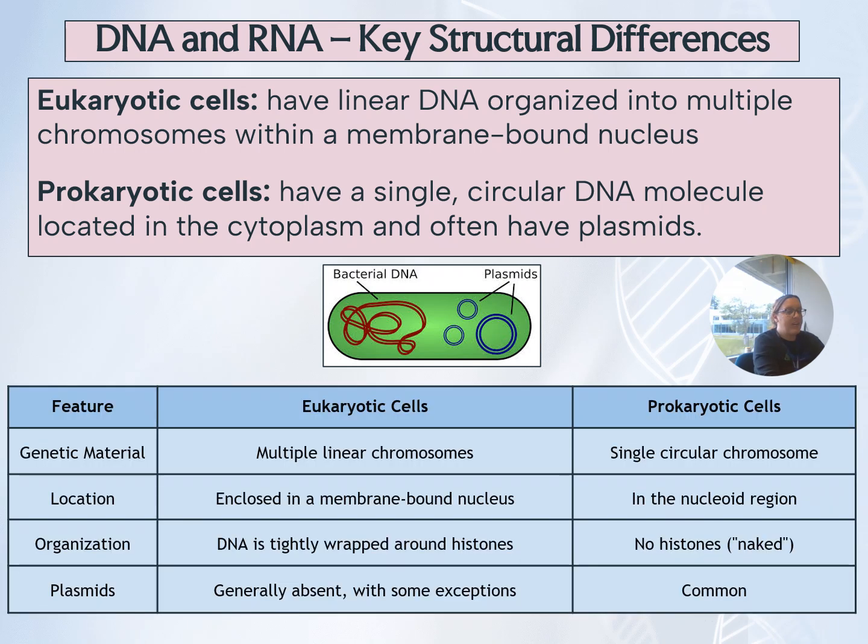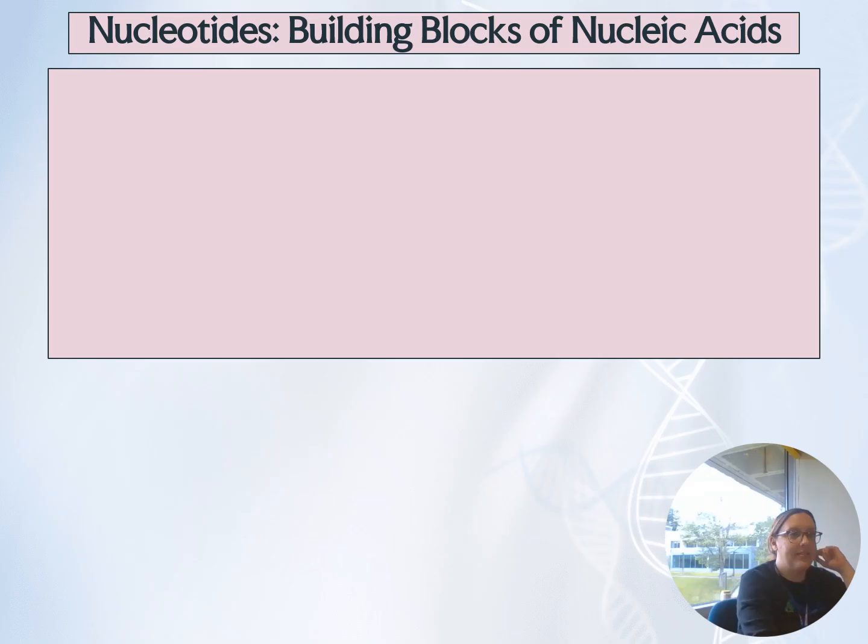So to summarize, we've got eukaryotic cells: multiple linear chromosomes inside of a nucleus, tightly wound up, no plasmids. Prokaryotic cells: a single circular chromosome, just in a region called the nucleoid. Don't have to condense quite as much. They don't have proteins really that the DNA wraps around because there's a lot less DNA. And then they often have these extra chromosomal DNA pieces called plasmids, which can get passed between different cells.